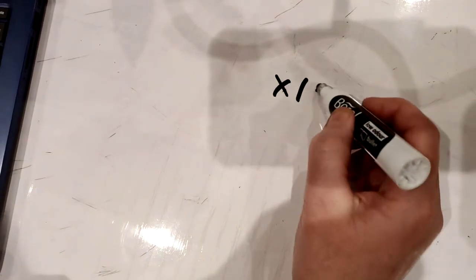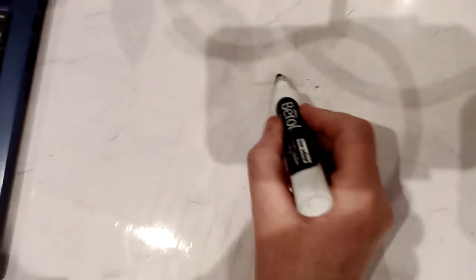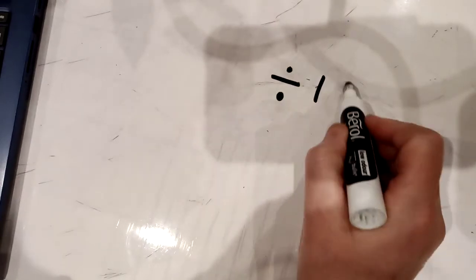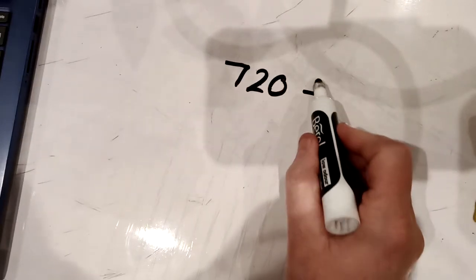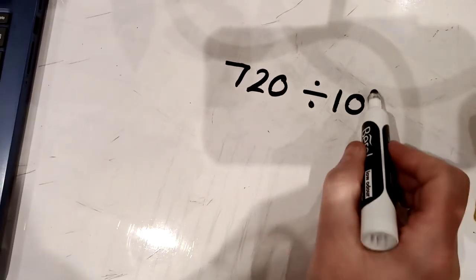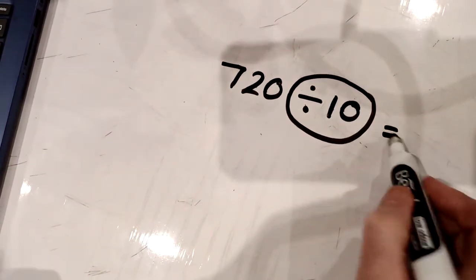Right guys, if you can do timesing by 10, you can do dividing by 10. And dividing by 10 means to make it 10 times smaller. So dividing something by 10 makes it 10 times smaller. It's going to get smaller, not bigger. So they're going to give you something like 720 divided by 10. You're going to make it 10 times smaller.